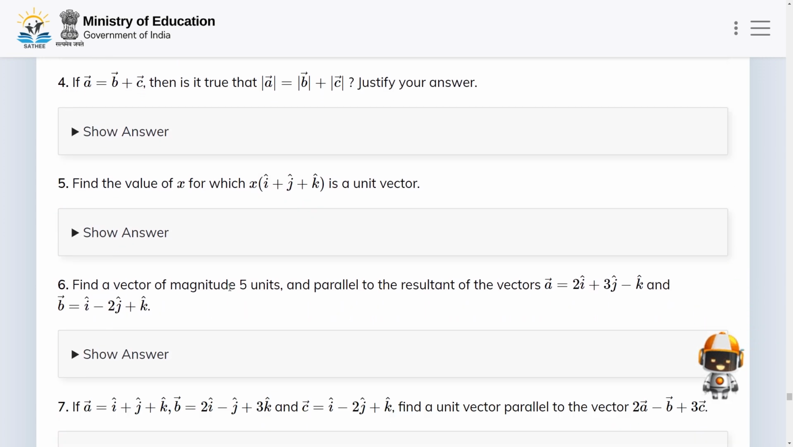Now the fourth problem. If vector A is equal to vector B plus vector C, then is it true that the length of A will be the same as the sum of the lengths of B and C? Okay, let's see.